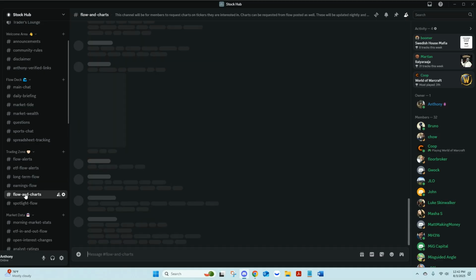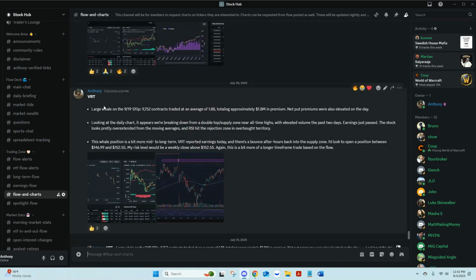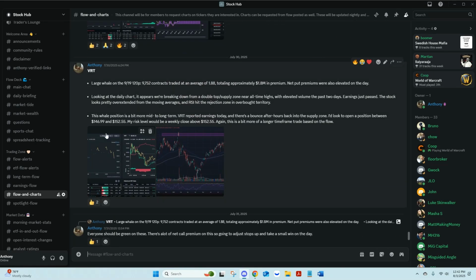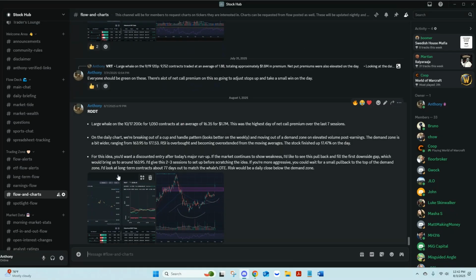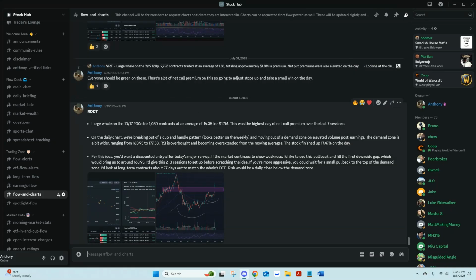Flow and charts. These are the trades that I'm taking, that I'm putting on a full position. With these, I give some guidance. We have a setup here. I will do some flow charts, kind of match it up, and give some guidance in here as well, for when we're looking to manage risk.